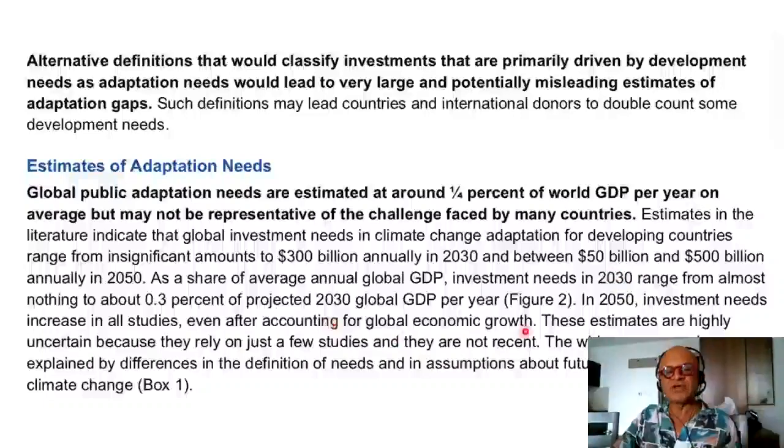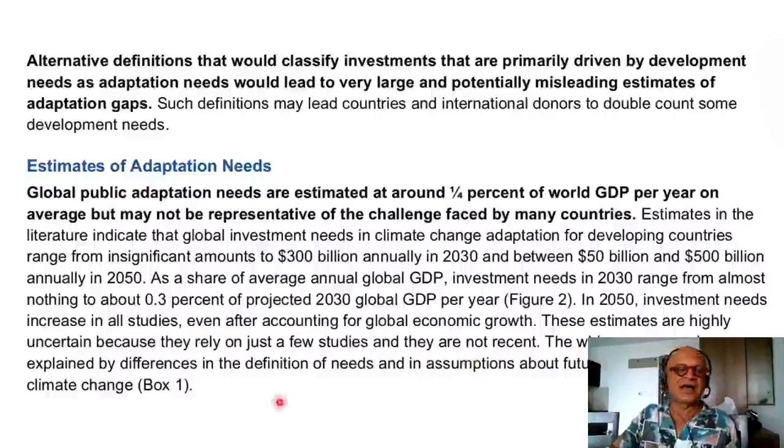As a share of average annual global GDP, investment needs in 2030 range from almost nothing to about 0.3% of projected 2030 global GDP per year. We'll look at this in a figure. In 2050, the investment needs increase in all studies, even after accounting for global economic growth. So remember, there is the absolute amount needed, and then you're talking about percentage of GDP. If GDP keeps growing, then the amount associated with this percentage will grow as well. So the two numbers can be very different.